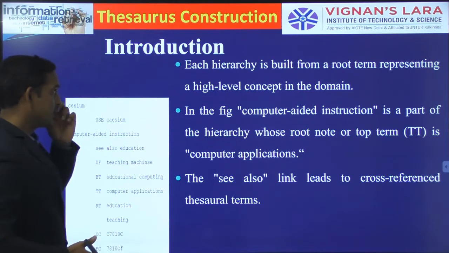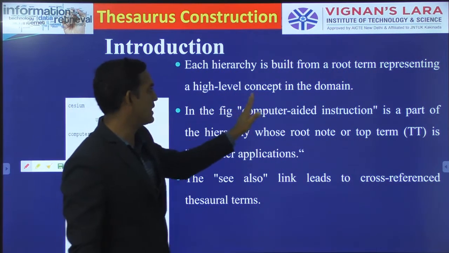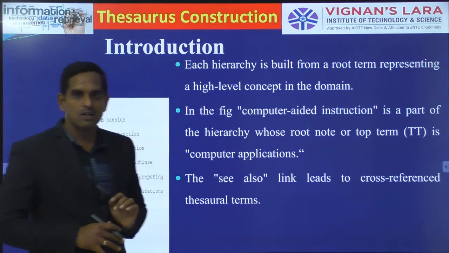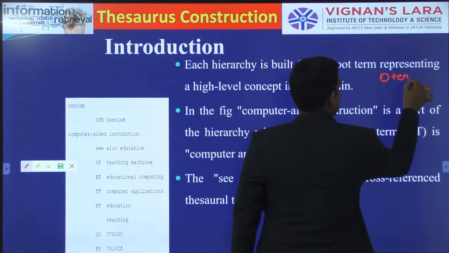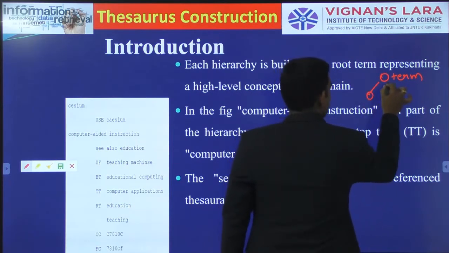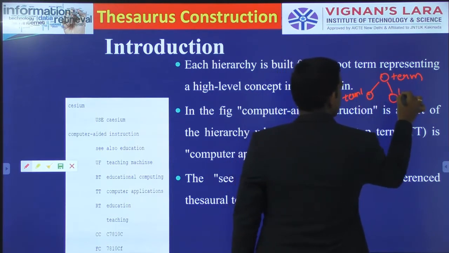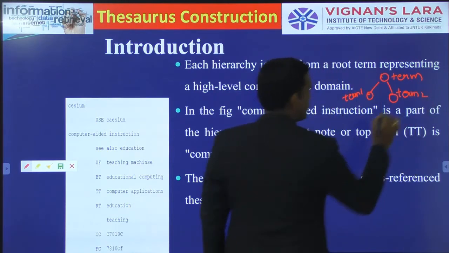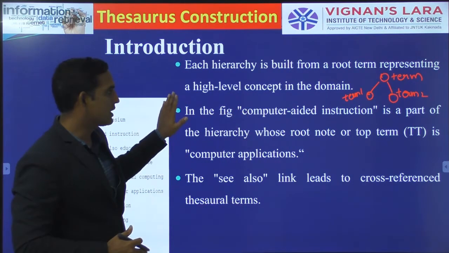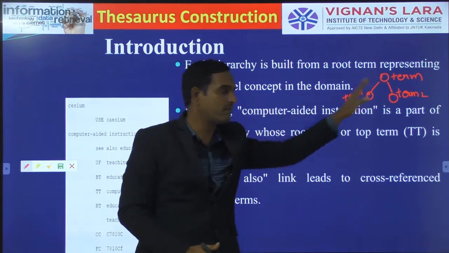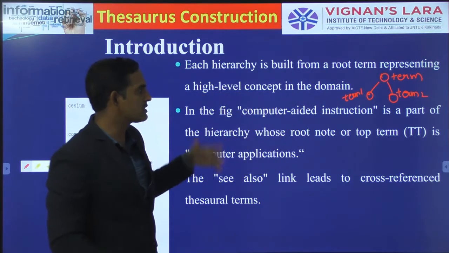Each hierarchy is built from a root term representing a high level concept in the domain. As I told you, we will have one term at each and every level: this is term 1, this is term 2, like this. We will have hierarchical representation in this manner, where the root term has the high level concept in the domain. For example, this is the Inspect domain.